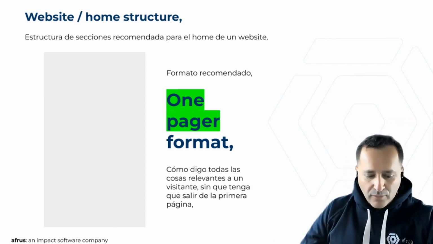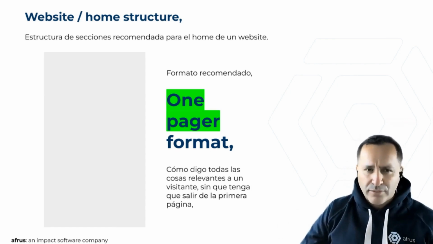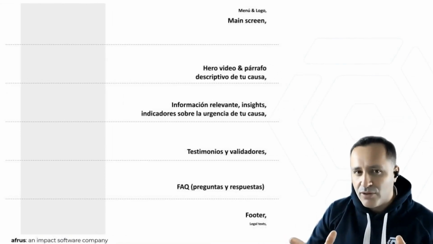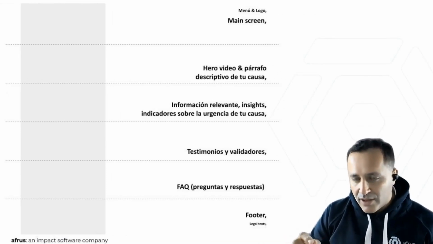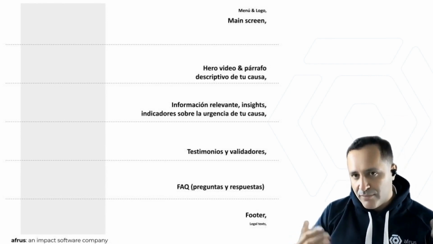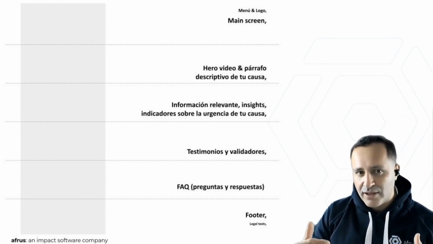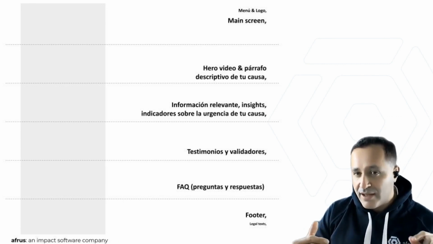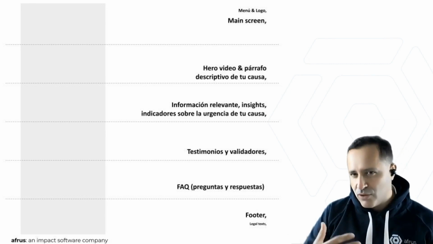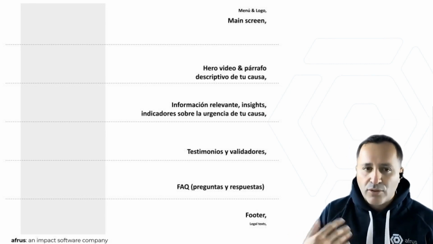Then, well, we have something important. What are the sections of that one pager? So the main screen, where you have the logo, the menu for organizations that have one, you have the call to action, the form. After the main screen, you have the second option, which is the hero video and a descriptive paragraph. If you don't have a hero video or a main video, then having an image is important.